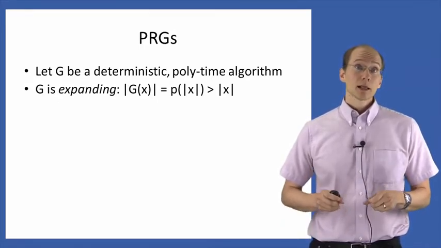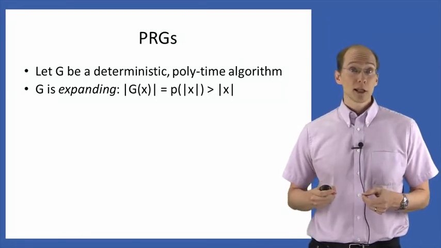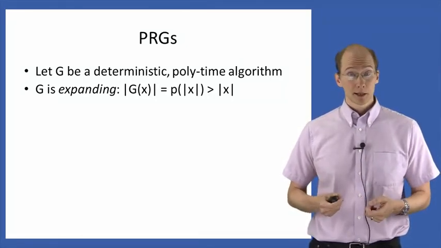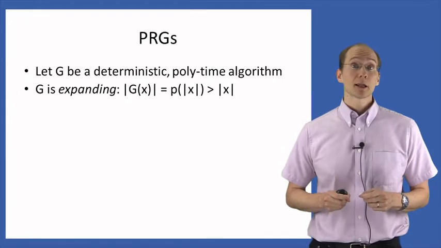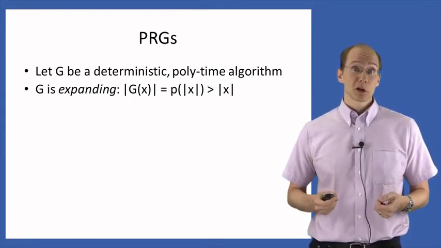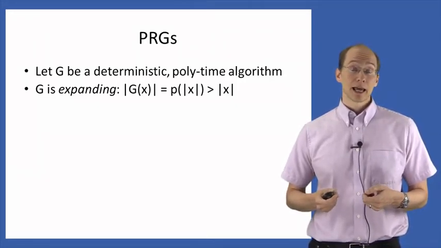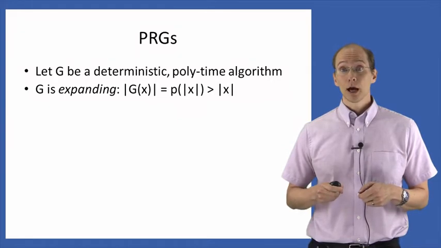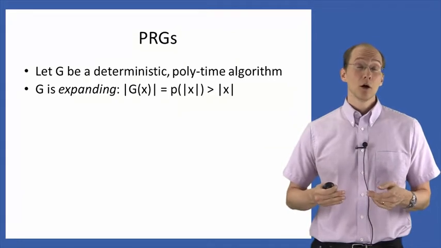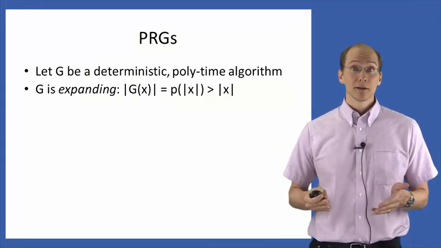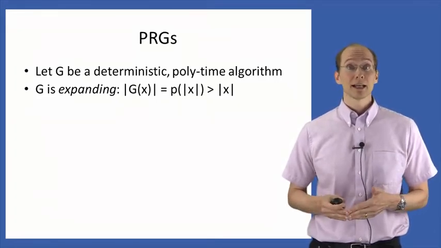More formally, let G be a deterministic polynomial time algorithm. So not only is this algorithm efficient, but it's also deterministic. If you run it twice on the same input, you get the same output. We'll require also that G be expanding. This just means that the output of G is longer than its input. In particular, we can denote the output length of G(x) to be equal to p(|x|). So this means that when you feed G some input string x that has length n, then the output has length p(n). And we'll require that p(n) be greater than n for all n.